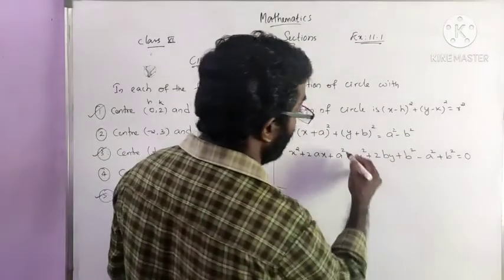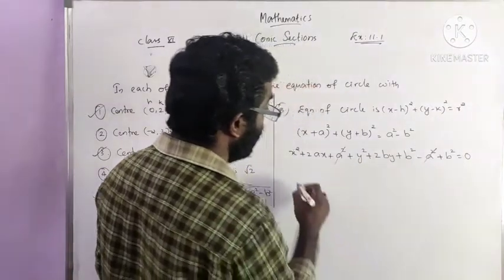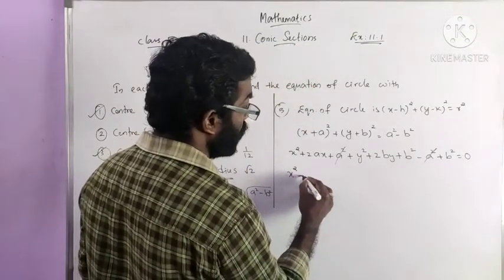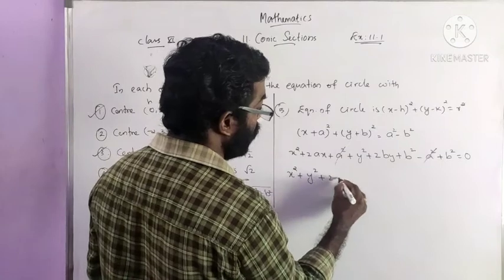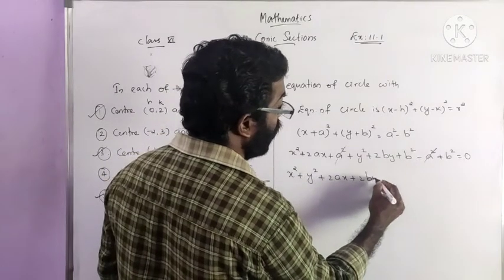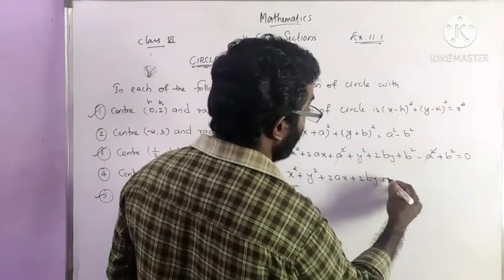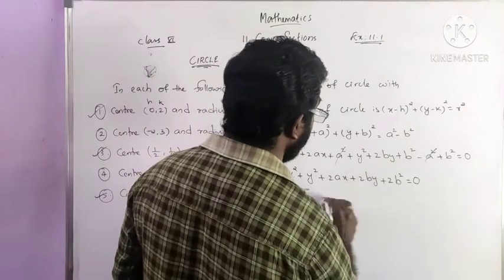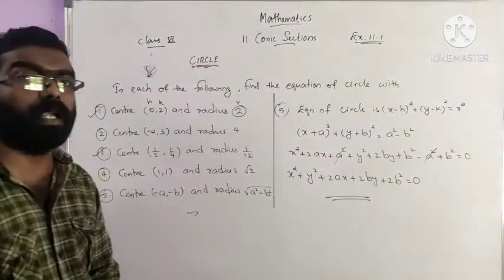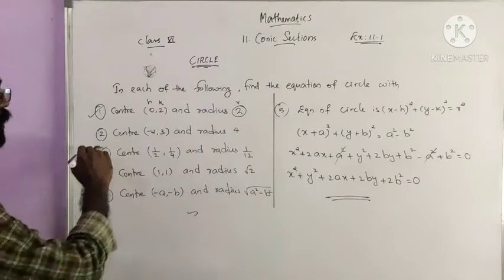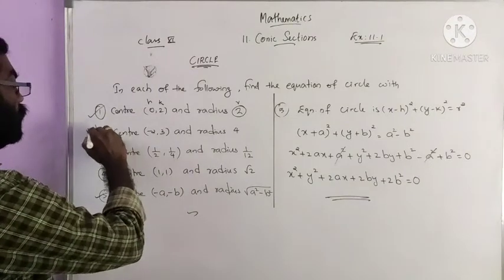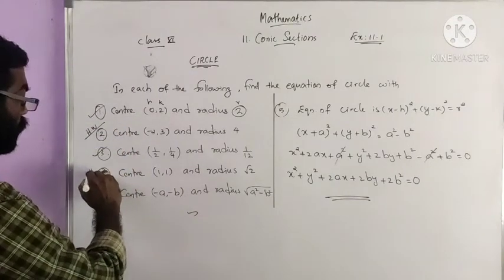Here we can cancel this plus a square minus a square and we can rearrange x square plus y square plus 2ax plus 2by, then b square plus b square plus 2b square, which is equal to 0. Okay. So question number 2 and question number 4 are homework. Do it yourself.